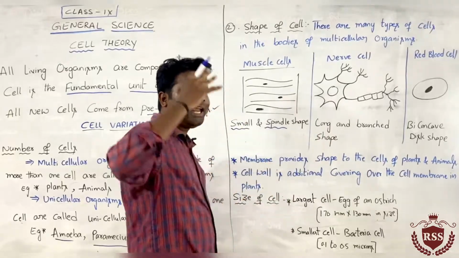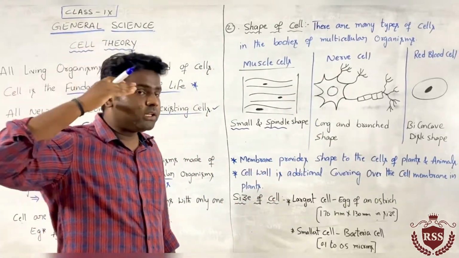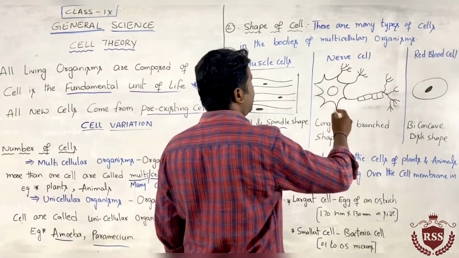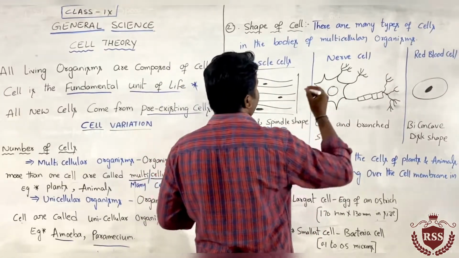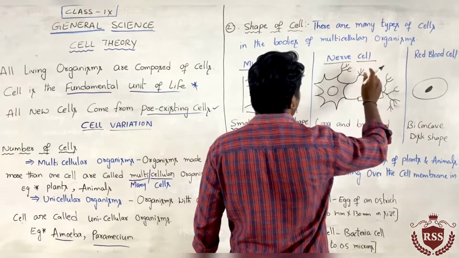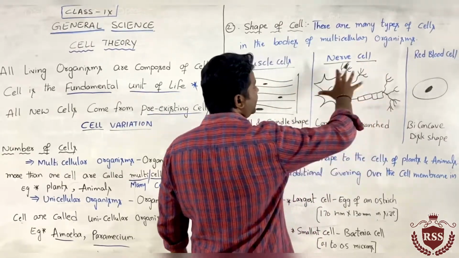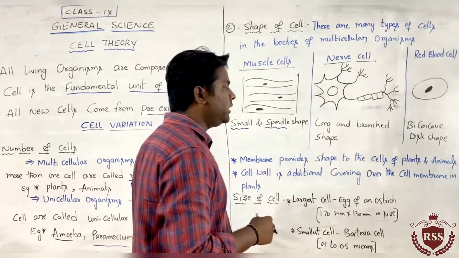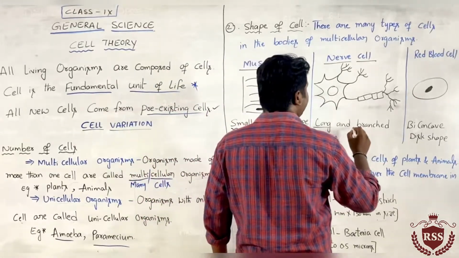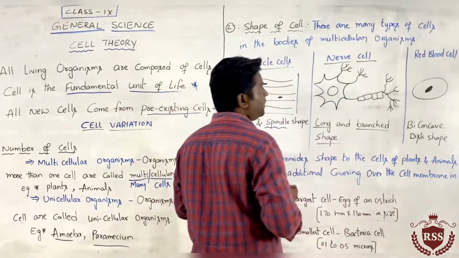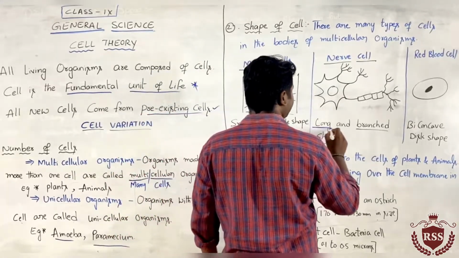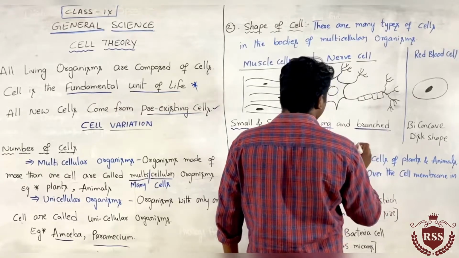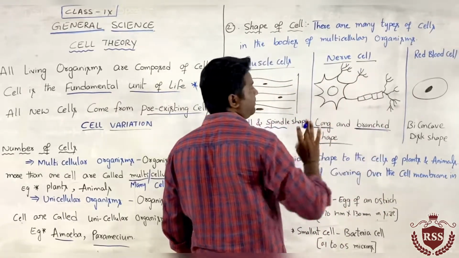In our brain, the nerves are in this shape only. The nerve cells are incorporated in this shape. See, it is long and branched shape. If you observe the figure, the nerve cell is long and branched.